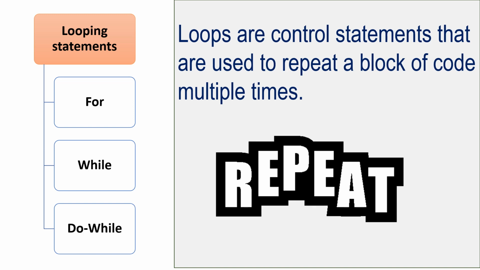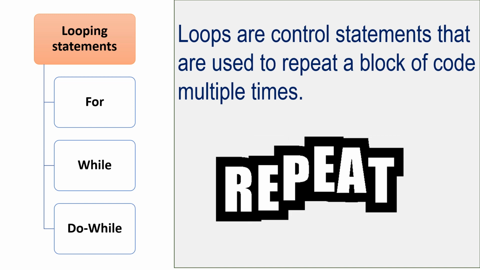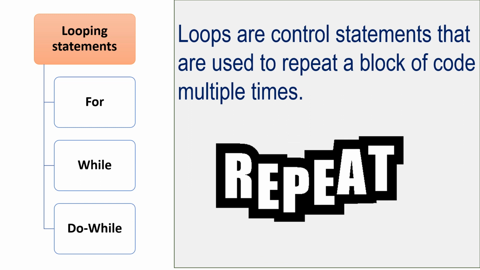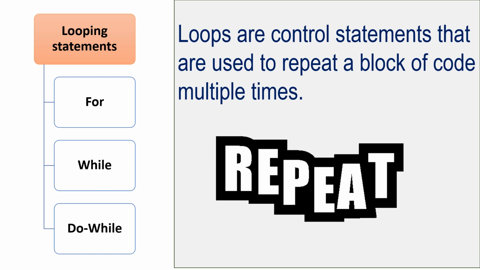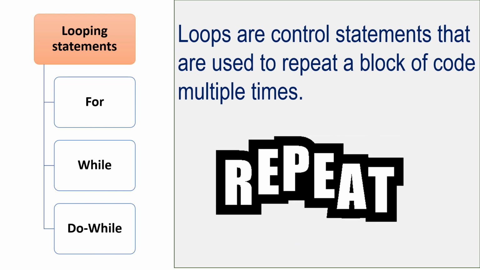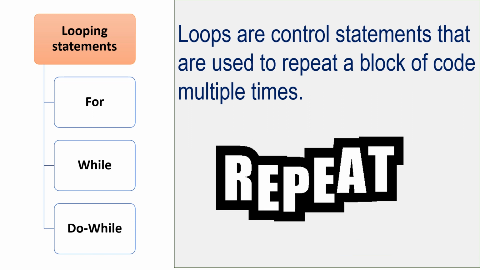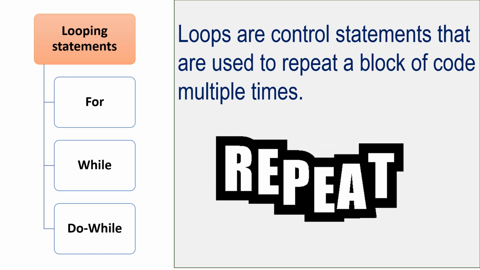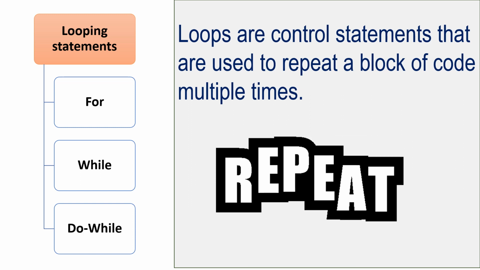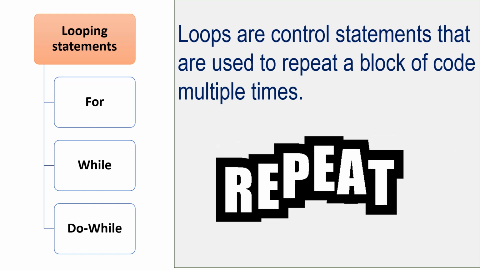To repeat a block of code for a particular number of times, we'll use for loop. To repeat a block of code based on a condition, we'll go with while and do while. There is a slight difference between while and do while that we'll see later. Let's understand each of them clearly.